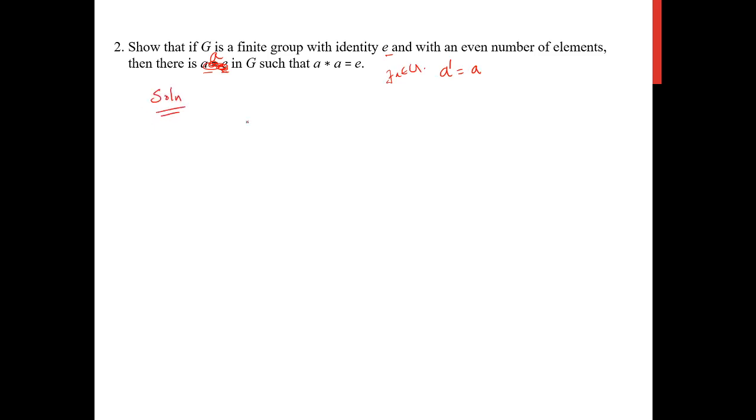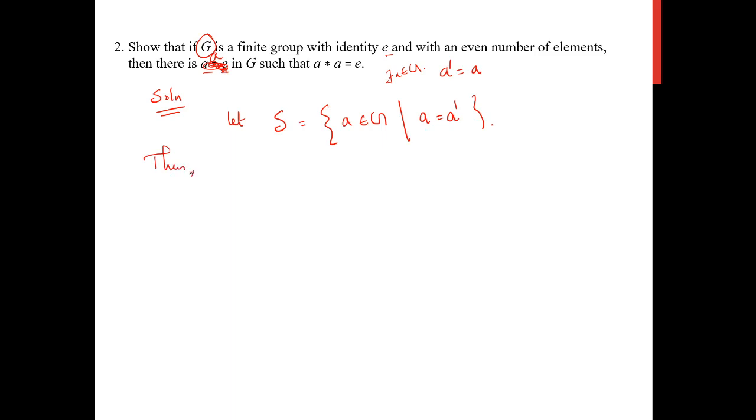So I'm taking a set: let S be the set of all a such that a belongs to our group G, such that a equals a dash, that means a equals a inverse. Okay.